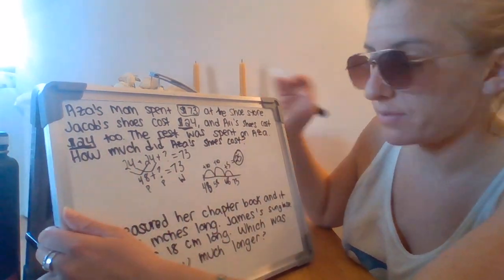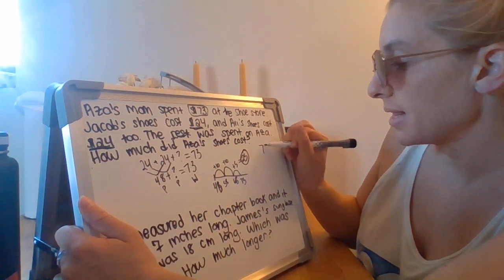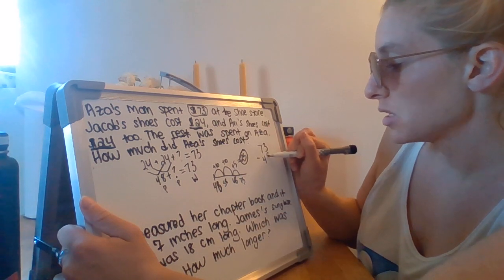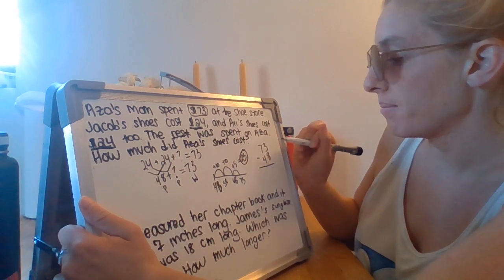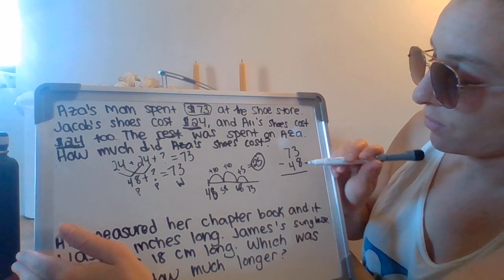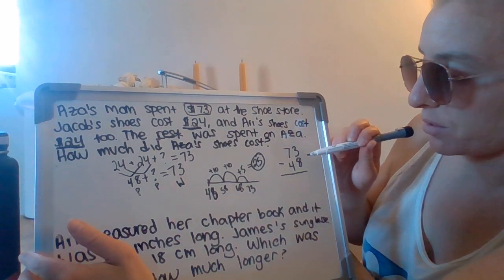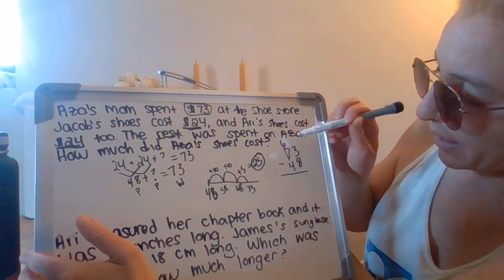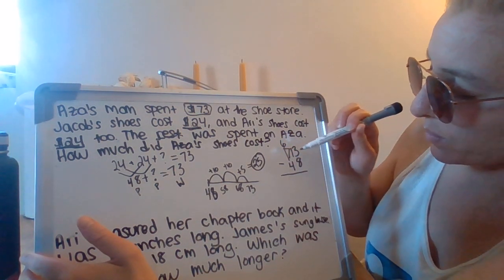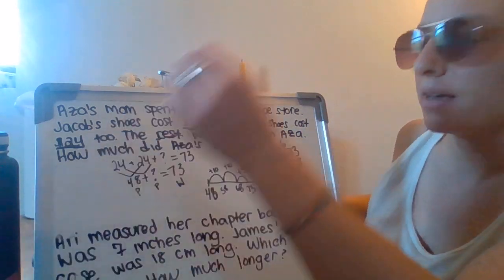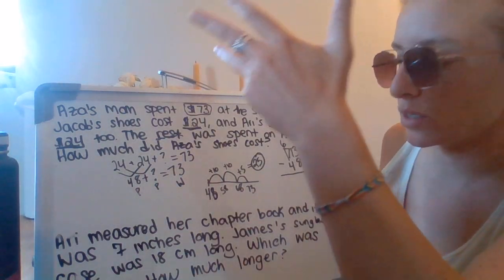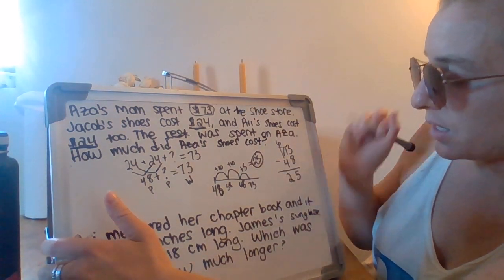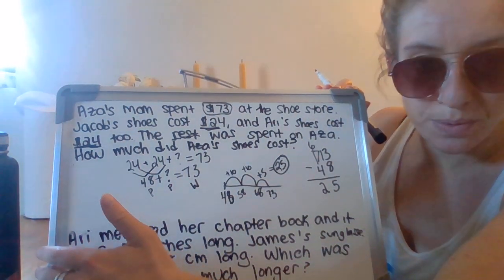Now, another strategy you could have done was to start with the total and subtract the part that you know. So 73, which is our whole, minus 48. I can't subtract 3 minus 8, so I go next door, get 10 more. Now I have 6 tens, 13 ones. 13 minus 8, let me see, 8, 9, 10, 11, 12, 13. That's 5, and 6 minus 4 is 2. Either way, my answer is 25.